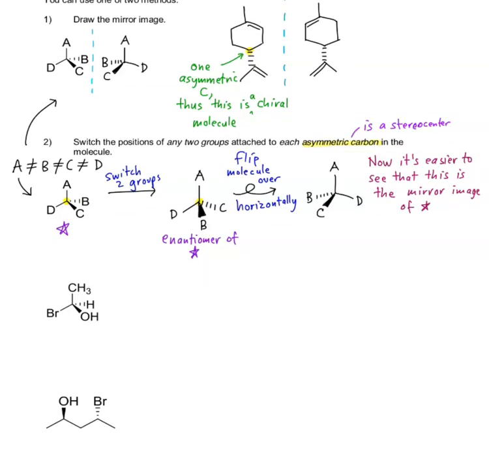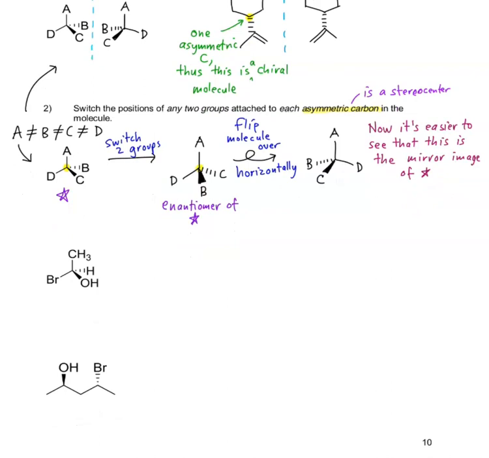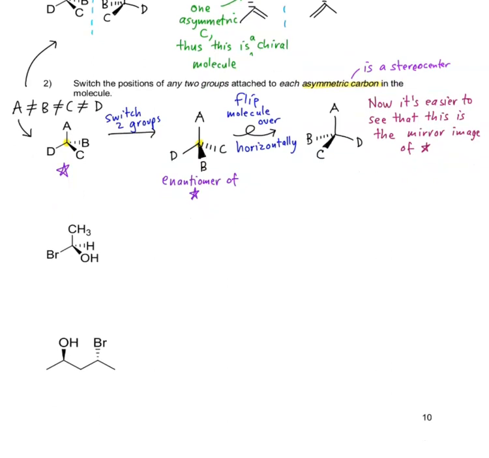Okay, let's do another one. Now instead of A's and B's and C's and D's, let's have actual groups. Okay, so here's a molecule that has one asymmetric carbon. So right away, because it has just one asymmetric carbon, we can conclude that this is chiral. We'll call it star as well. And so to draw its enantiomer, we could either draw the mirror image like we did up above, or switch two groups.